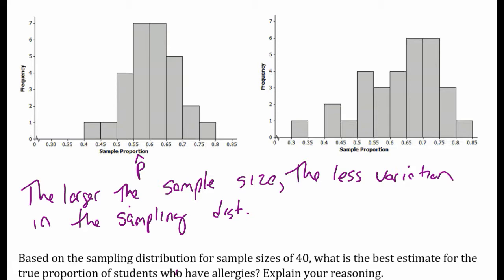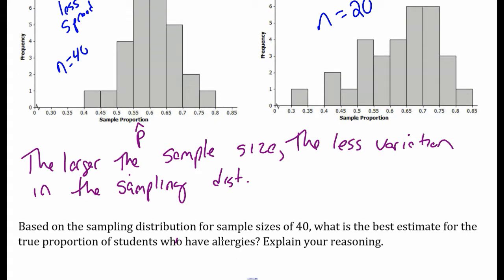So, looking at both of them, this ranges from 0.3 to 0.85, whereas this other distribution on the left ranges from 0.4 to 0.8. So, I'm going to say this distribution has less spread, or less variation. Which means this is the sample size, n equals 40. The larger the sample size, the less variation in our sampling distribution. Our p-hats in this case are going to be closer towards that center. So this is going to be n equals 20.